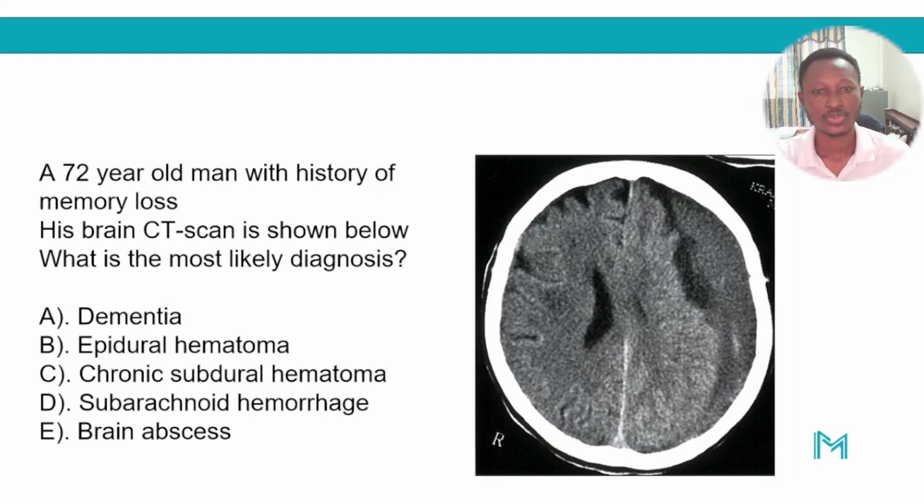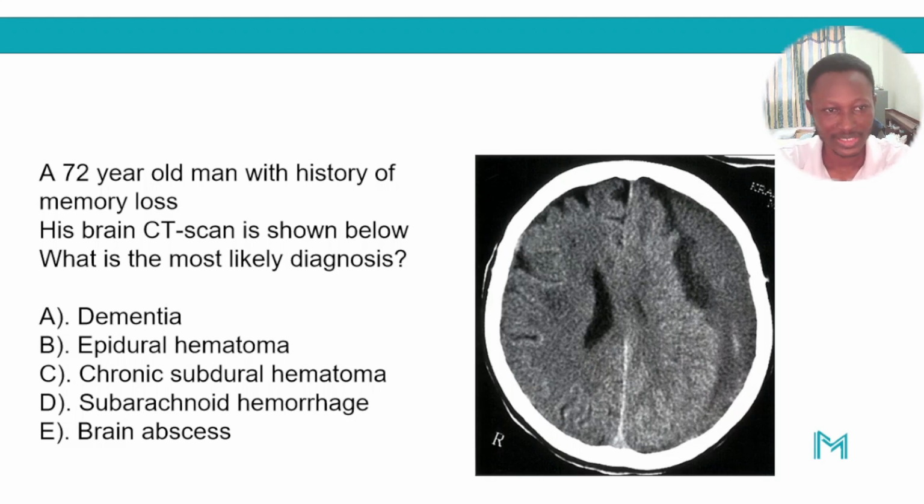Okay, so welcome to today's session on our MDC style question walkthrough. We are presented with a 72-year-old man with history of memory loss, and his brain CT scan is shown below. We are asked to make a diagnosis based on this history and the image. The options are dementia, epidural hematoma, chronic subdural hematoma, subarachnoid hemorrhage, and brain abscess.